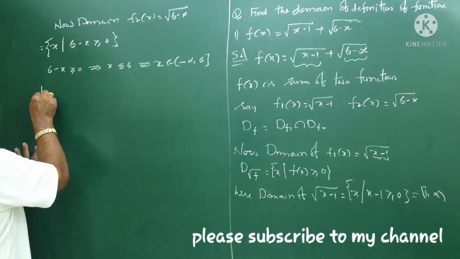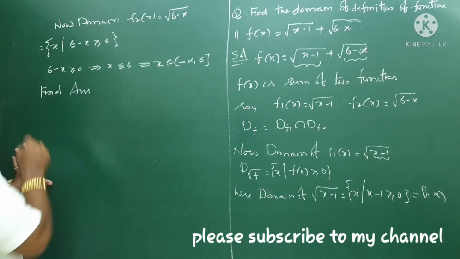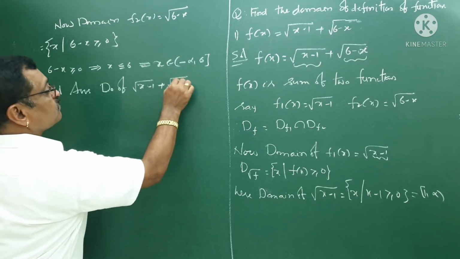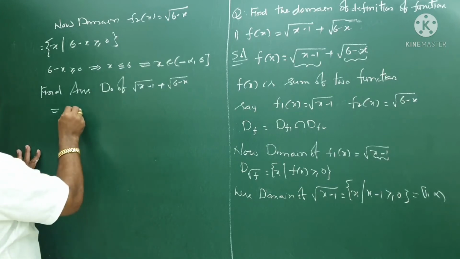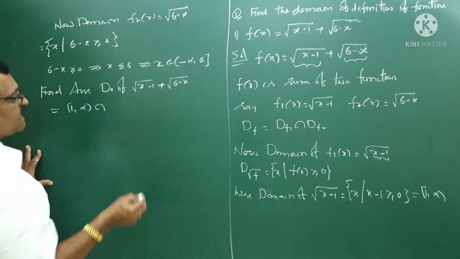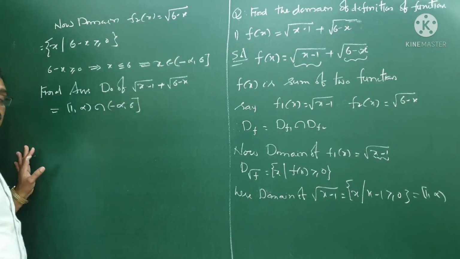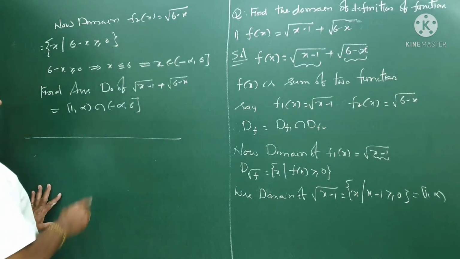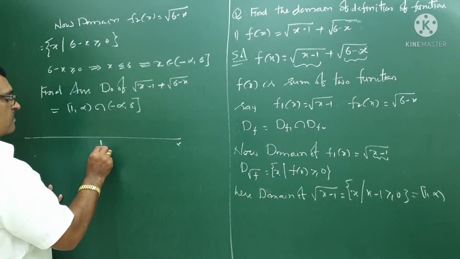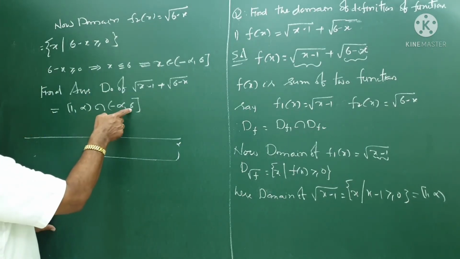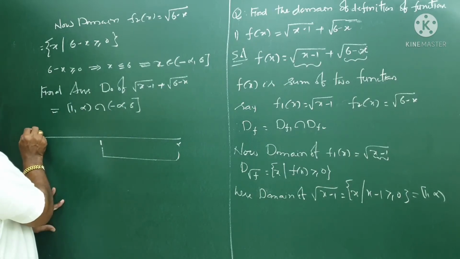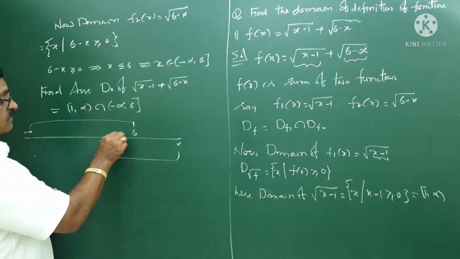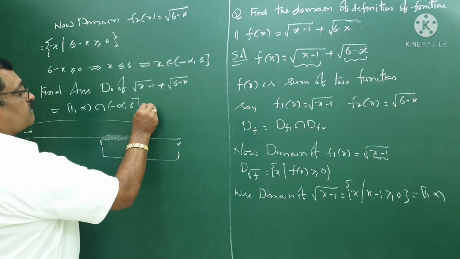Now, the final answer is the domain of root of x minus 1 plus root of 6 minus x, which is equal to the first one, which I got as 1 to infinity, intersection the second one, which I got as minus infinity to 6. Now, to take the intersection of these two intervals, I will take help of the real line. The first one is 1 to infinity, somewhere here. Next one is minus infinity to 6, somewhere here, and this is equal to 6. Now, the common part of these two intervals is this, that is nothing but 1 to 6.